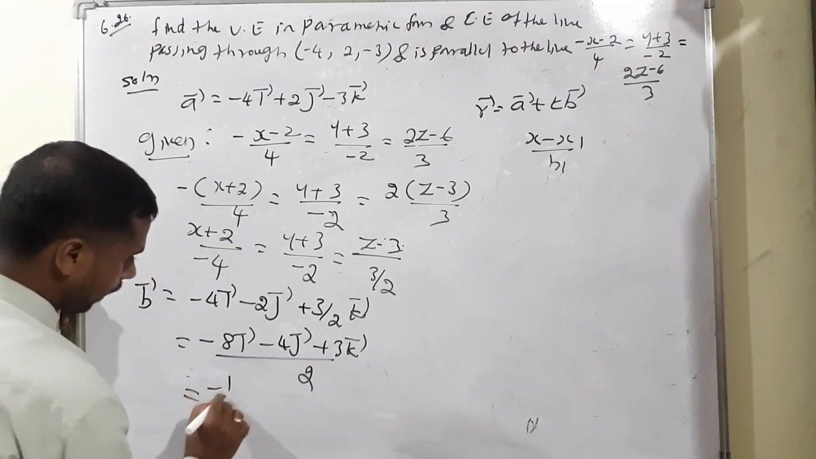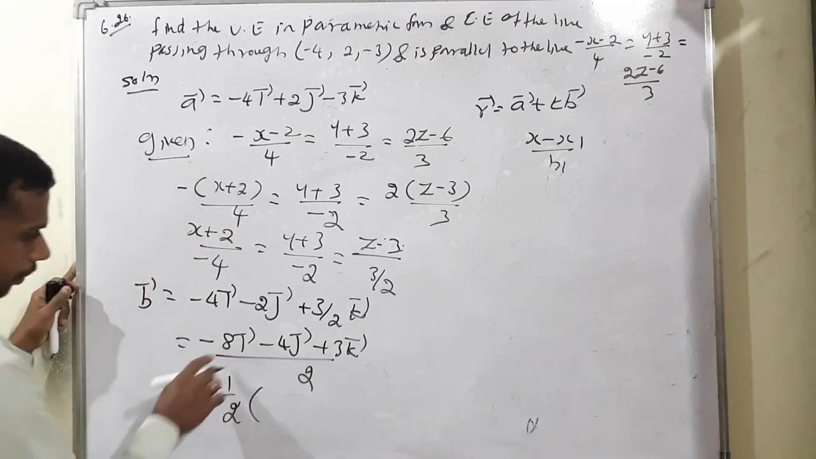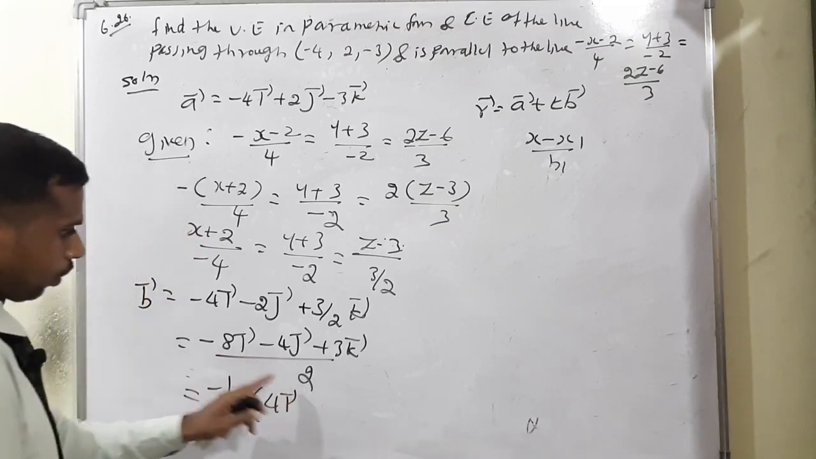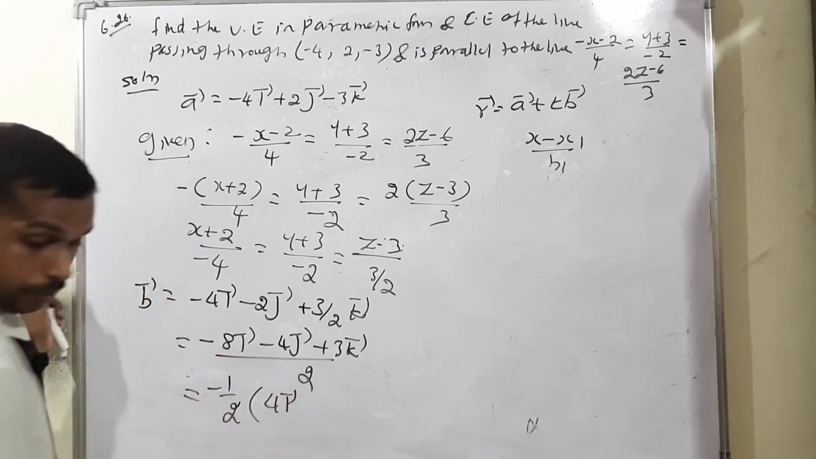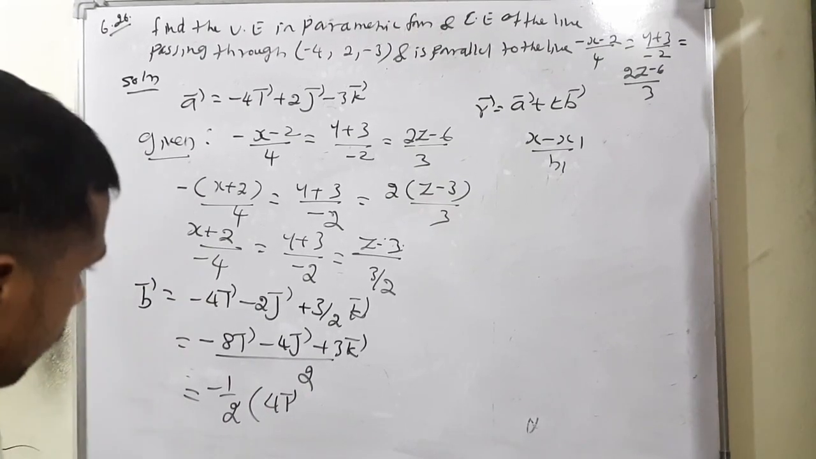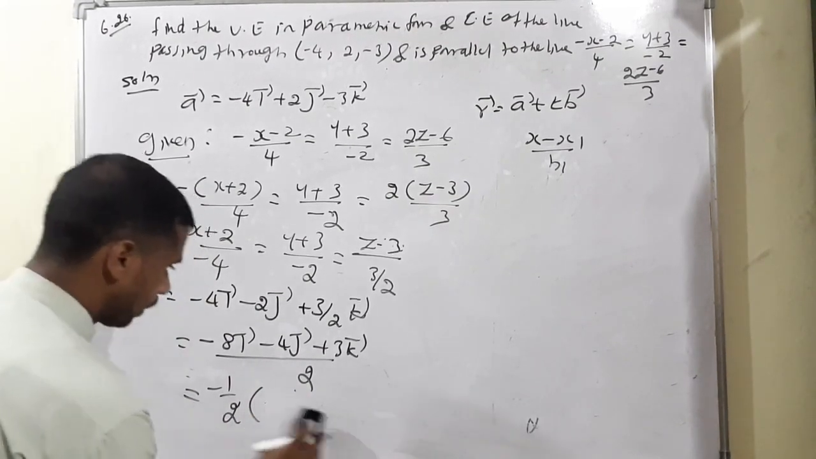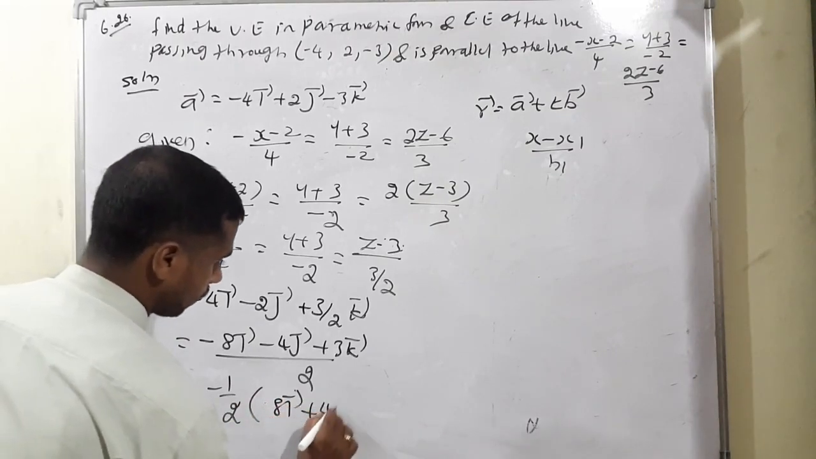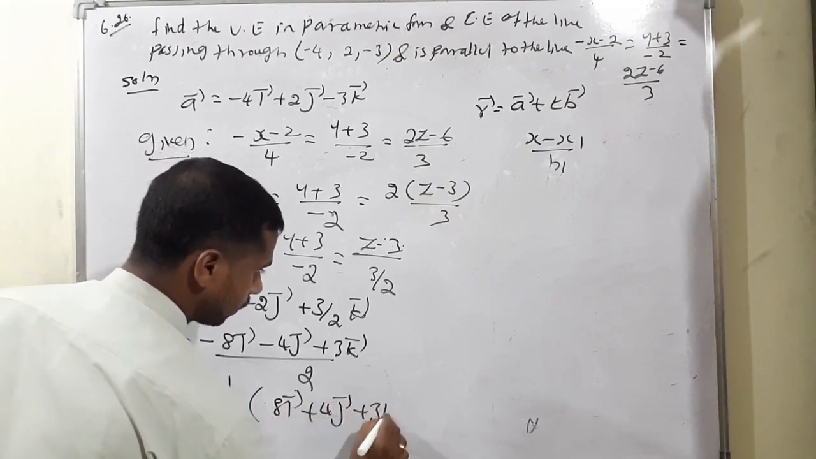Is equal to, then minus 1 by 2 take common outside, meaning 8i vector; here also 1 by 2 taken common outside. We can write it directly: positive 8i vector, then plus 4j vector plus 3k vector.